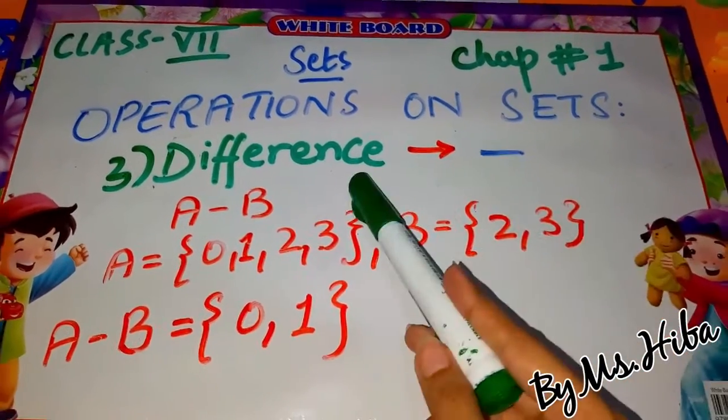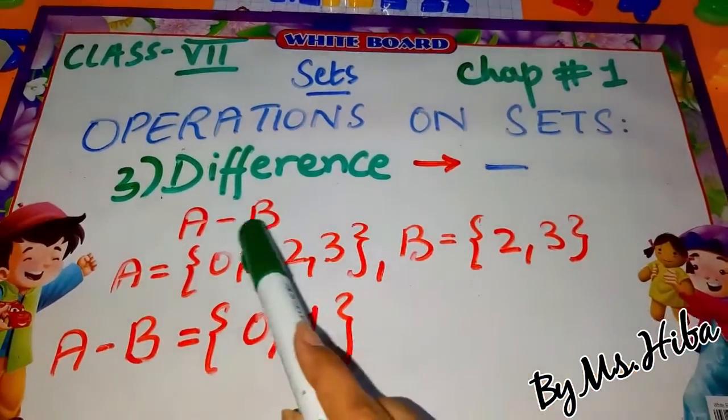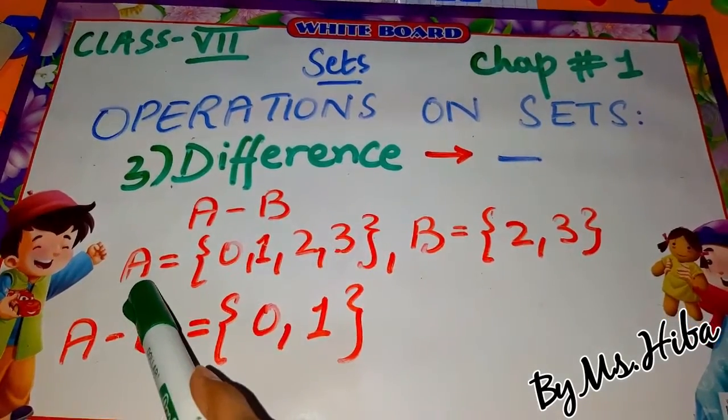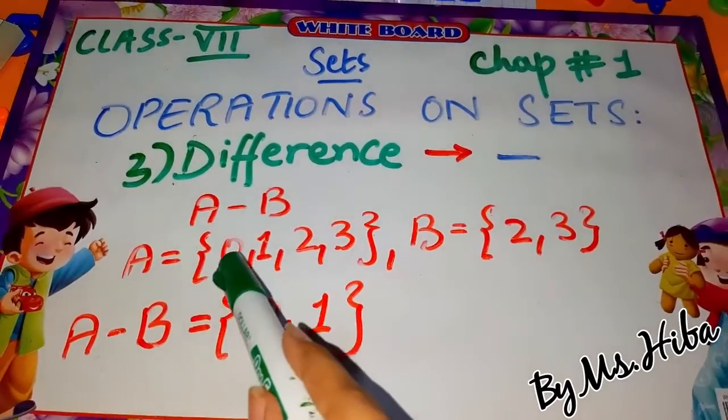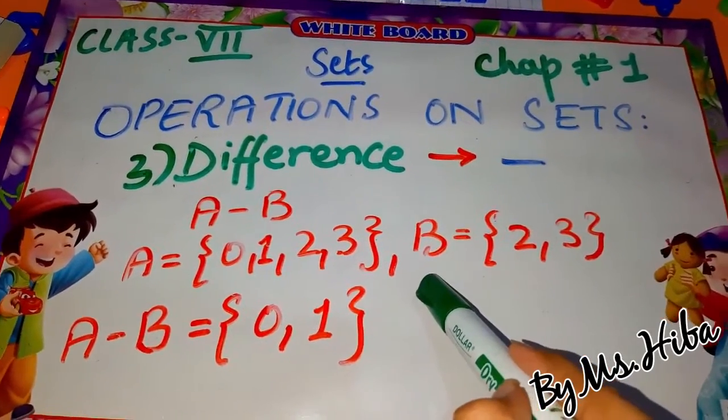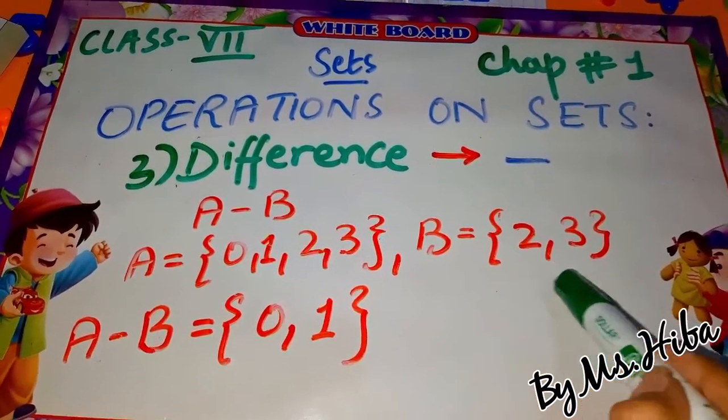we all know that difference means minus. So if we are finding the difference of A and B, here we have set A which contains elements 0, 1, 2, 3 and set B which contains elements 2 and 3.